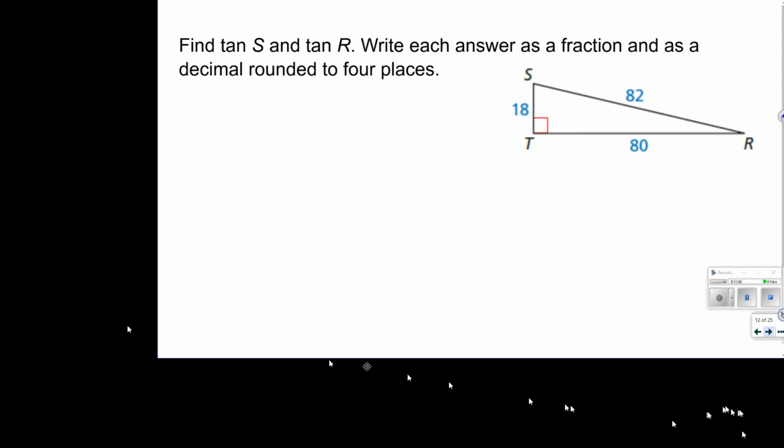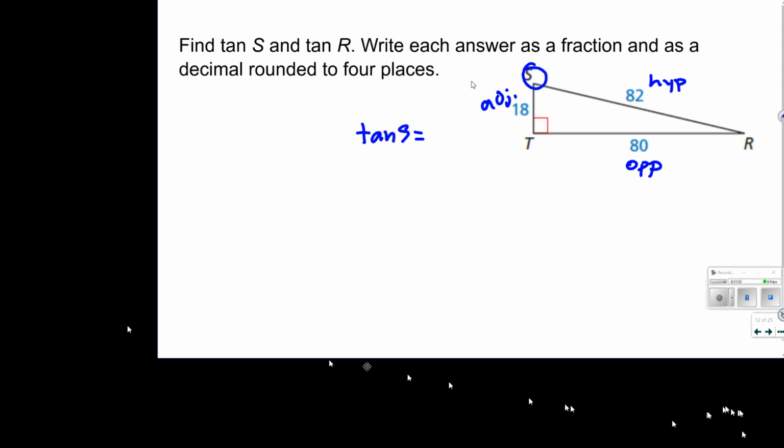Let's do a tangent. So here's a different problem. It wants to find the tangent of s and the tangent of r. So again, start with what angle you're starting from. So if I'm finding a tangent of s first, I'm going to start up there. Label your sides. This is the hypotenuse. This is the opposite side. This is the adjacent side.